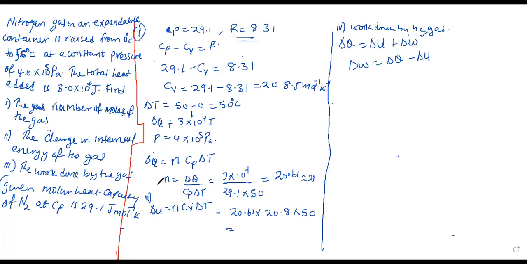We have already got delta Q, which is the total heat added, which was 3.0 times 10 power 4 minus the internal energy, which is going to be what? What answer have we got for the internal energy?